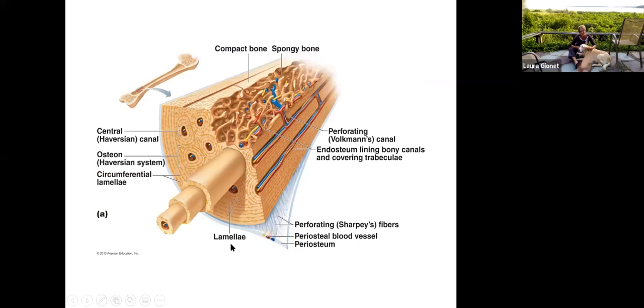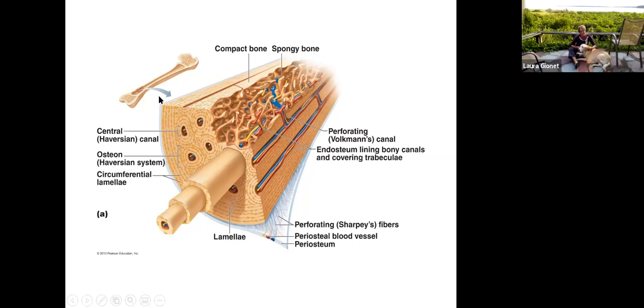So here we're looking at a cut into a long bone. This is a femur, all right? You can see the periosteum to the outside. You can see the compact bone region. The osteons look like a tree and all the rings of the tree. We have different types of rings of compact bone tissue.